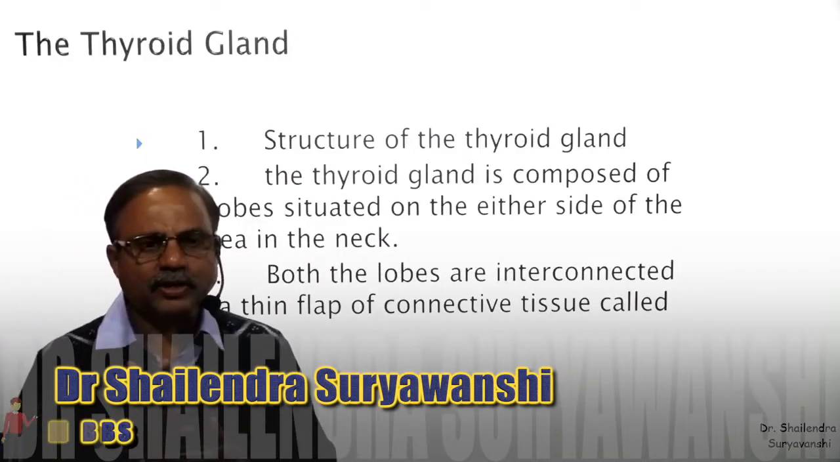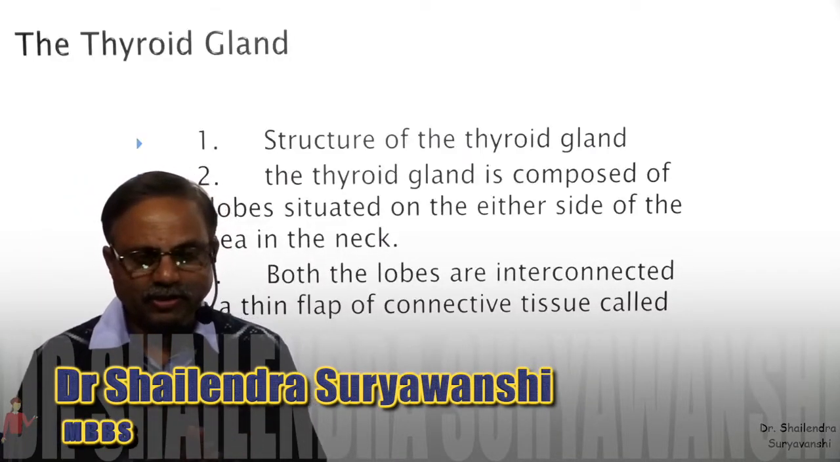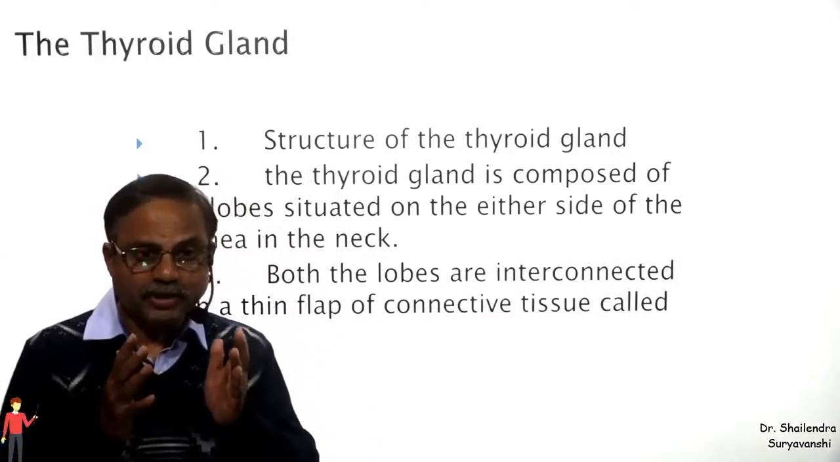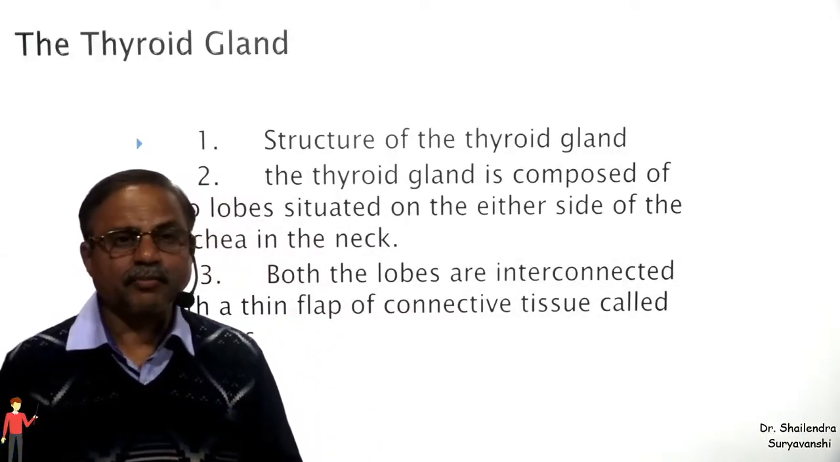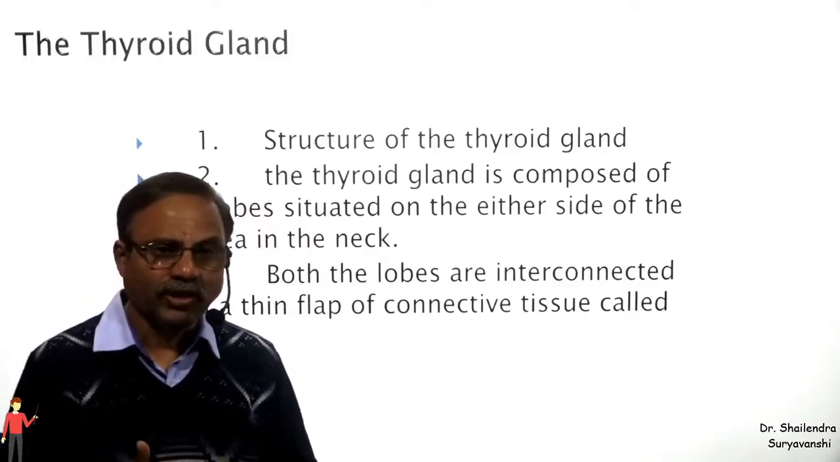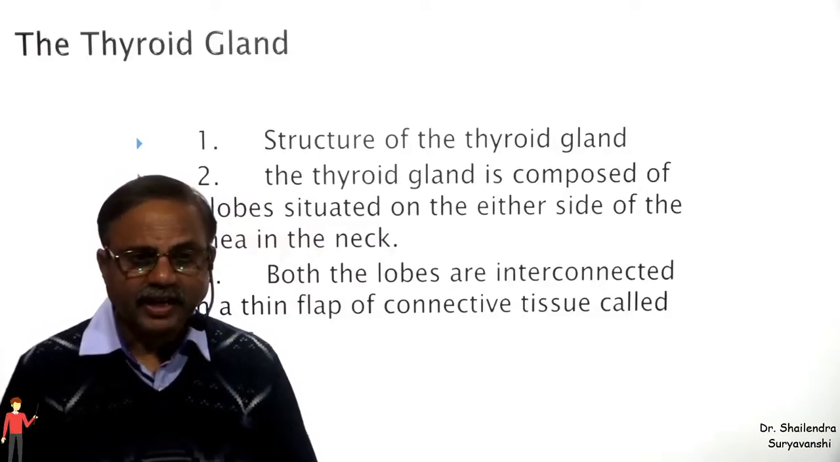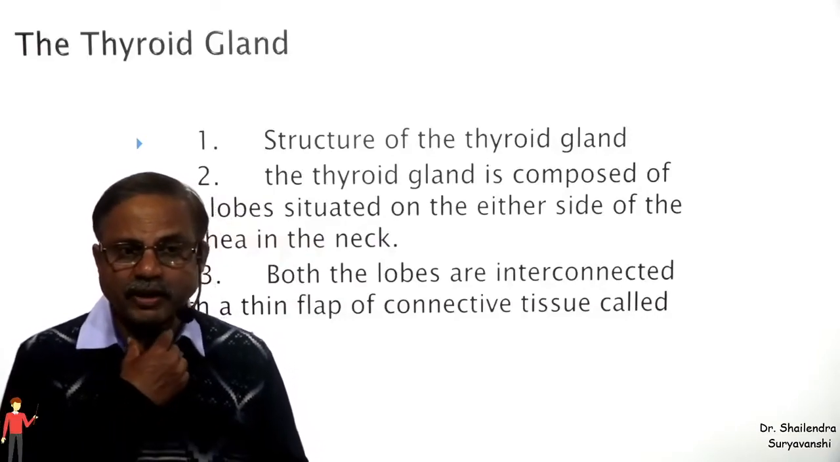Now we'll come back to the other glands. We are now finished with the hypothalamus as well as the anterior and posterior pituitary. Now we come to a very important gland, the thyroid gland. We had already studied it: it is located in the neck, just in front of the trachea, and it has two lobes connected by connective tissue.